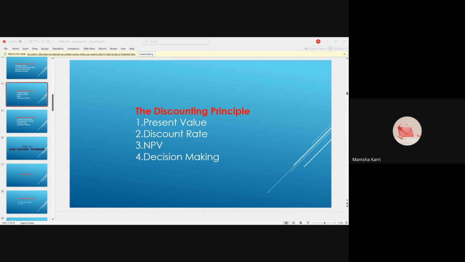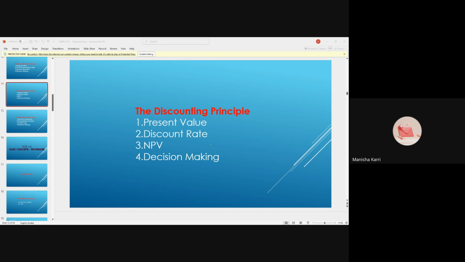Next is decision making. Here the decision making is a financial decision making to compare the value of cash flows at different points in time by discounting future cash flows back to their present value. So decision makers can determine whether an investment or project is financially viable or not.